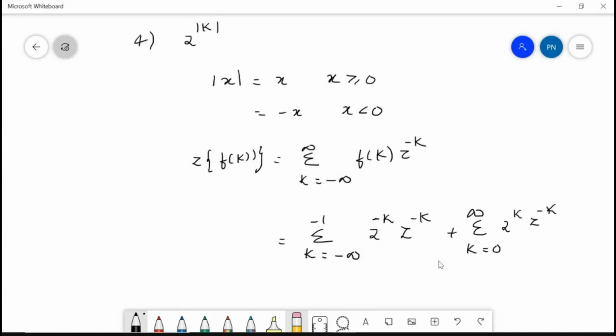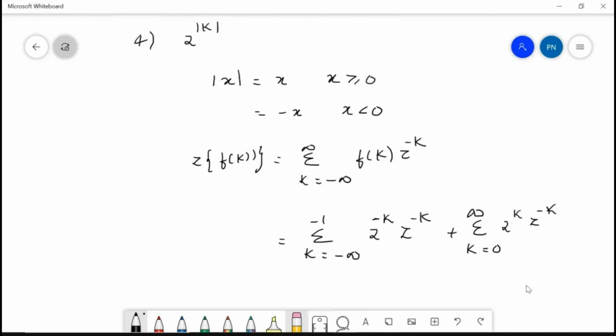Okay, mod x is minus x for x less than 0. So mod k will be minus k when k is less than 0. So when k is less than 0, mod k value is minus k. So I've replaced mod k by minus k, and then z raised to minus k is already there in the formula. And then for k greater than or equal to 0, mod k is equal to k. So 2 raised to k, z raised to minus k. Now give the values of k from minus 1 to infinity and then 0 to infinity. Expand the function. Use the expansion formula and then calculate the region of convergence.